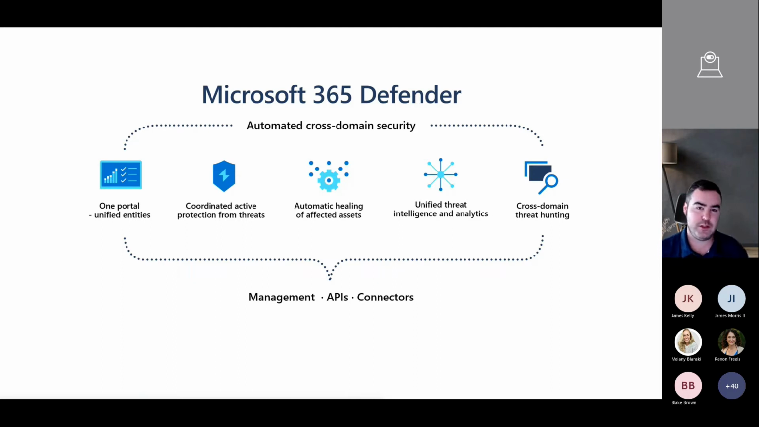But then coordinated active protection from threats, meaning how do we make sure that if Defender for Endpoint detects something, it also works with Defender for Identity to start its investigations before you even get an alert that something happened, because it's already starting to do the investigation and remediate the issue for you. Remediation being a big aspect of that from an automatic healing perspective. The hope here is that at the end of the day, you get an alert that says, hey, here's exactly what happened. Here are the impacted entities. Here's what I've done to automatically solve this for you. You have nothing that you have to worry about or do now. Just be aware that it happened.